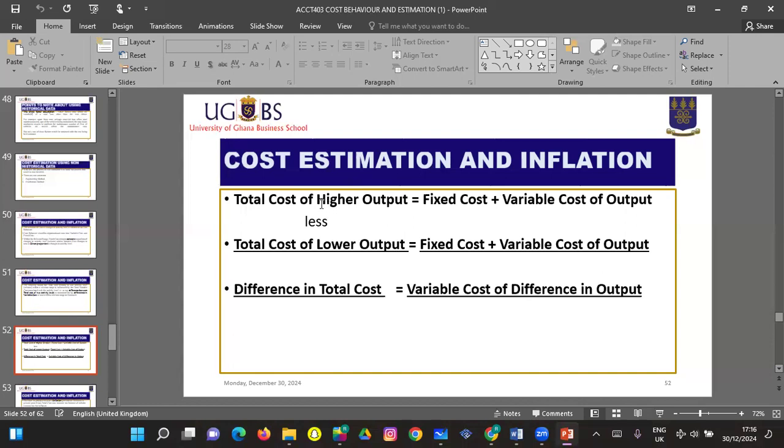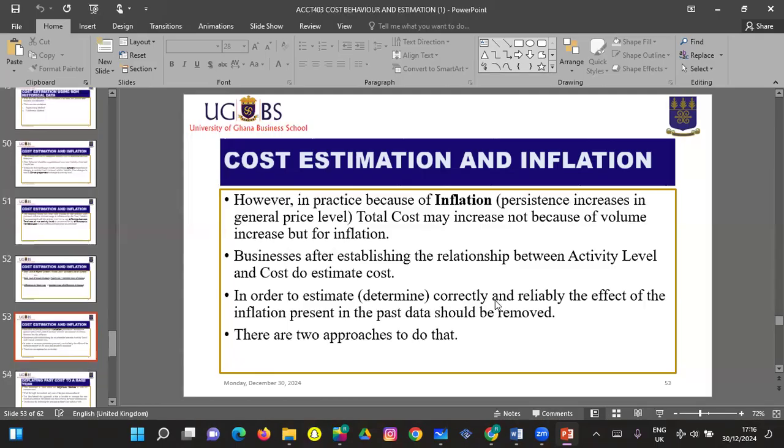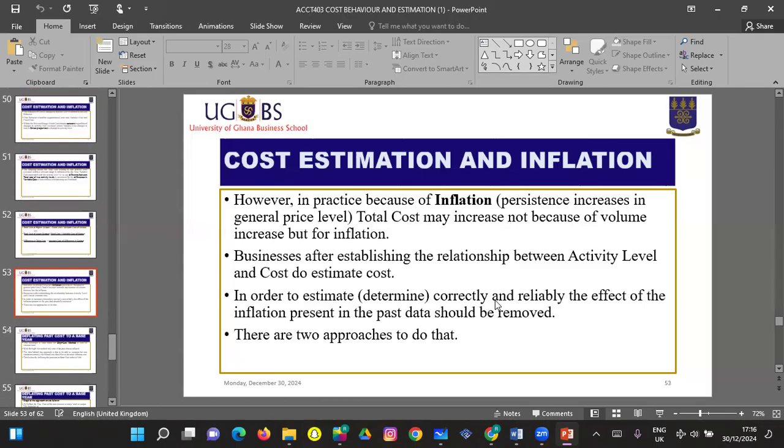The total cost of the higher output is equal to fixed cost plus variable cost, right? So the total cost of the lower output is subtracted from the higher one, and you'll be left with the difference. The fixed cost in the lower and the higher remain the same, so they are cancelled out. Now you are left with the variable cost of the difference in output.